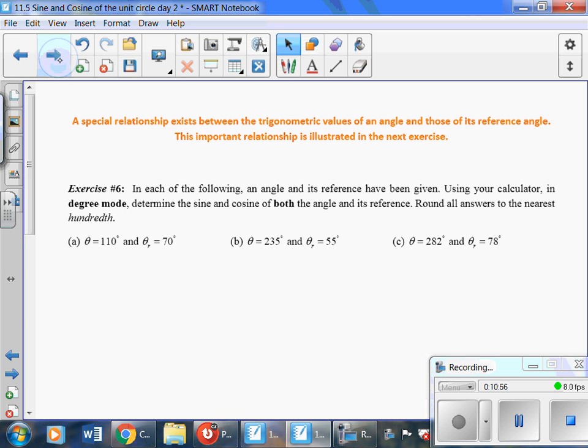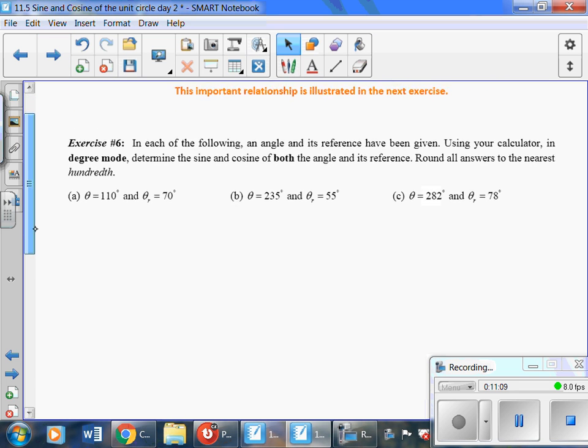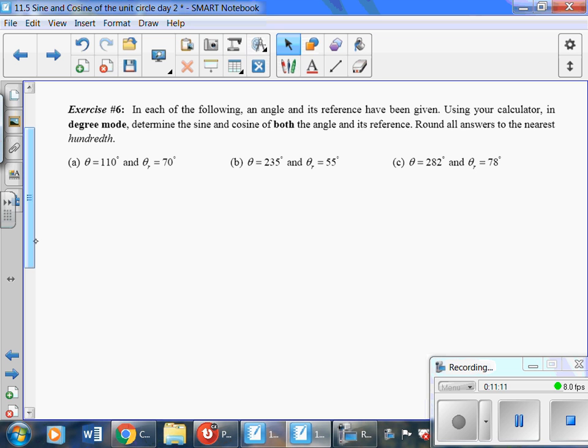Okay, so now in exercise 6, this is what I'm talking about. A special relationship exists between the trigonometric values of an angle and those of its reference angle. This is so important to be able to do. All right, this says round your answers to the nearest tenth. That means we're using our calculator, which is great.